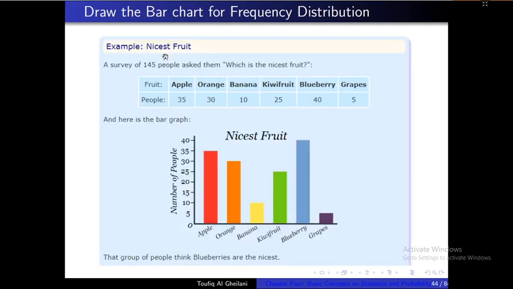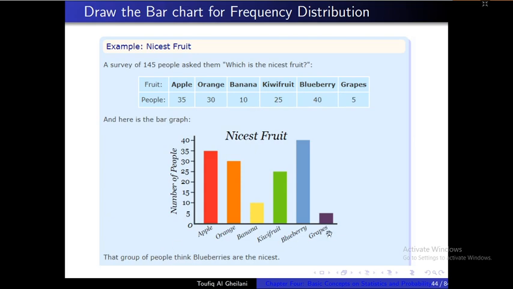Here is another example: a nice fruit. A survey of 145 people asked them which is their favorite fruit. Fruit: apple, orange, banana, kiwi fruit, blueberry, grapes. People who like apple 35, orange 30, banana 10, kiwi fruit 25, blueberry 40, grapes 5. Here is the bar chart.